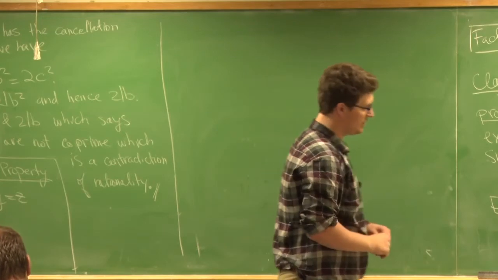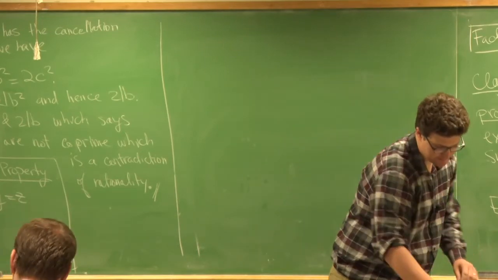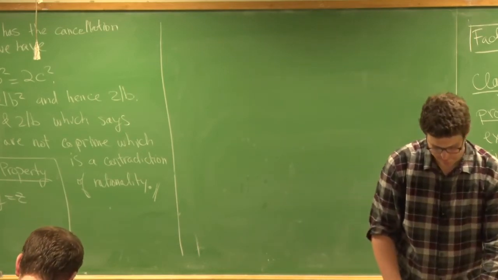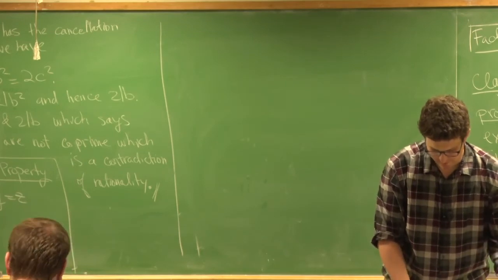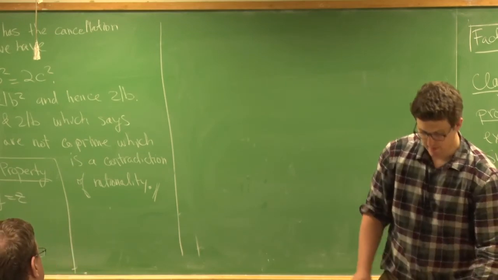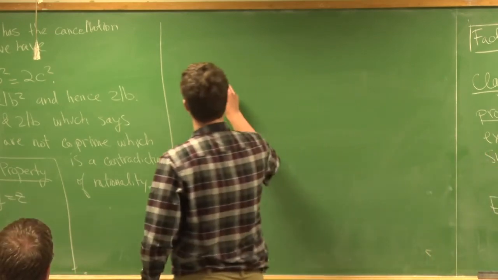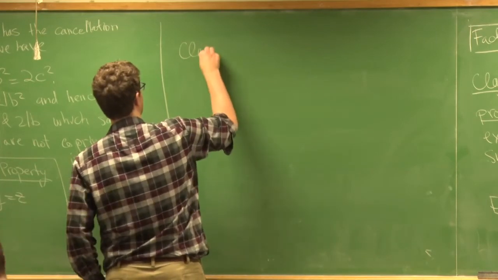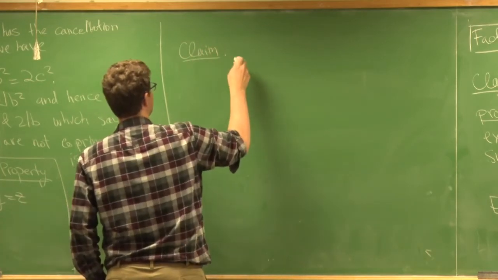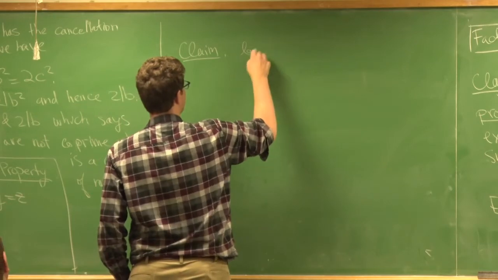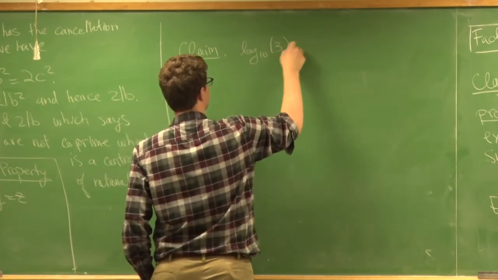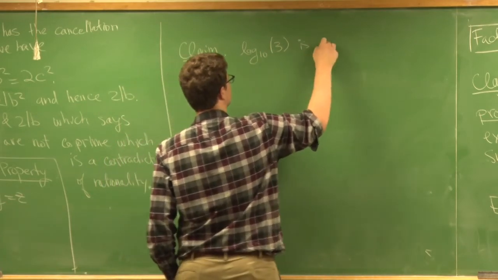Okay, so, all right. So let me do another proof now. Okay, that kind of goes along the same lines. Okay, so claim: log base 10 of 3 is irrational.